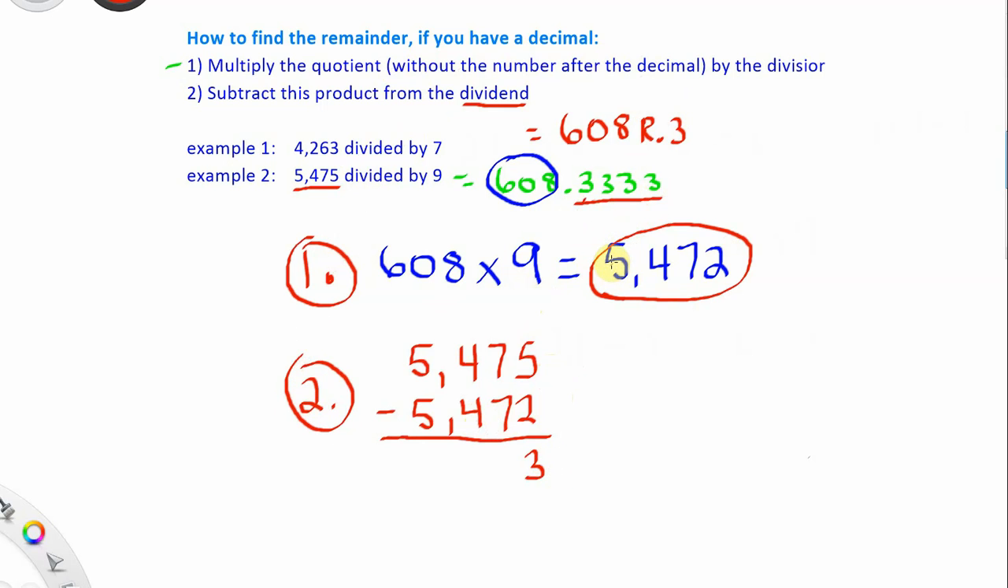So in the next video, we're going to do a couple more examples of this. And I'm going to show you also how you can write the remainder as a decimal on your calculator also.